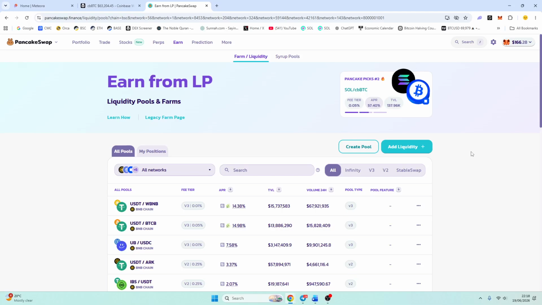Today we're going to be explaining what V3 and V2 liquidity is, what the difference is, and how you can use them to your best advantage. So typically, 99% of the time, if you're providing LP to earn fees, you would use a V3 pool.